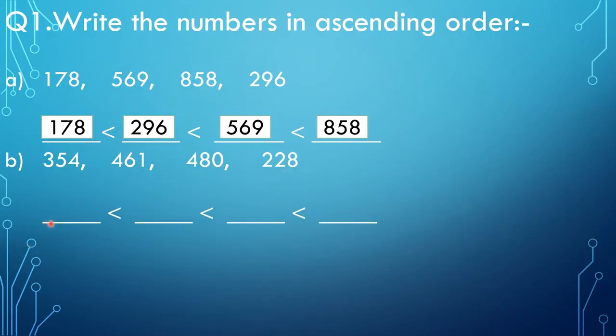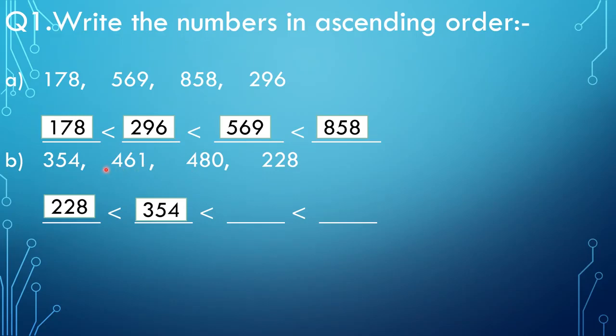So beta, again we will see hundreds place digit because we have 3-digit numbers. So here in this 3 is at hundreds place, here 4, here also 4 and here 2. So which one is smallest? That is 2. So first of all we will write 228. Okay, and after that 354. Now we have two numbers which have same hundreds place digit. यहाँ पर भी 4 है बेटा और यहाँ पर भी 4 है.